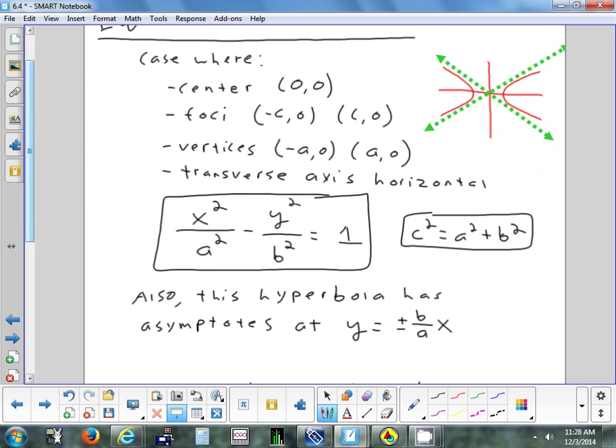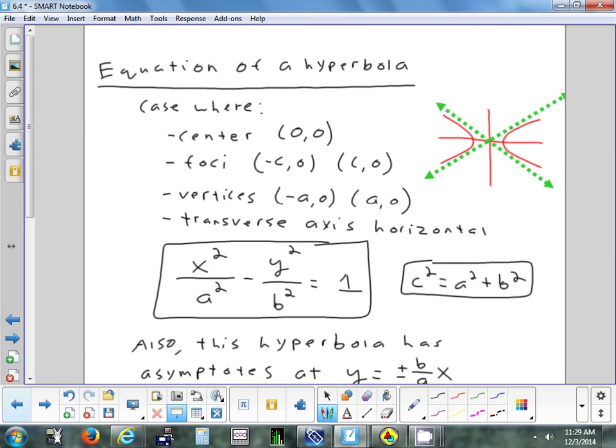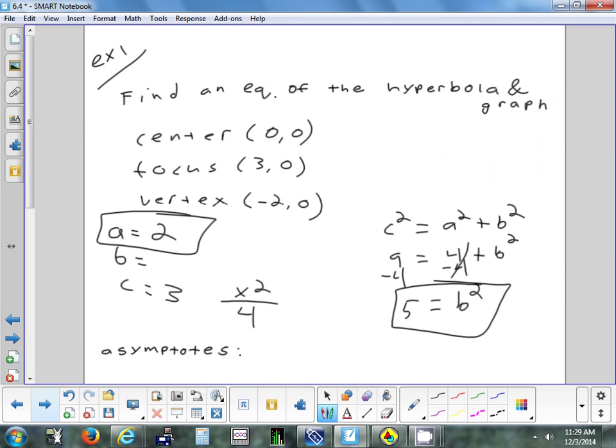Okay, so we have x squared over a squared. What's a squared in this case? 4. Minus y squared over b squared. What's b squared? 5. And just like an ellipse, what's it always equal to? 1. There's my equation. Okay. Any question on the equation?